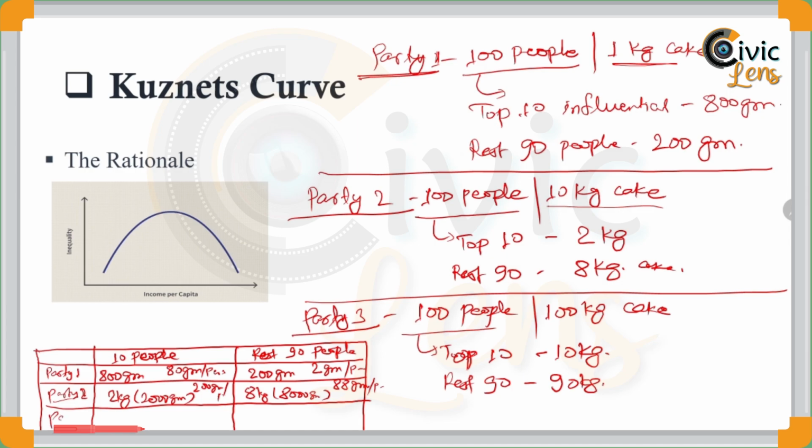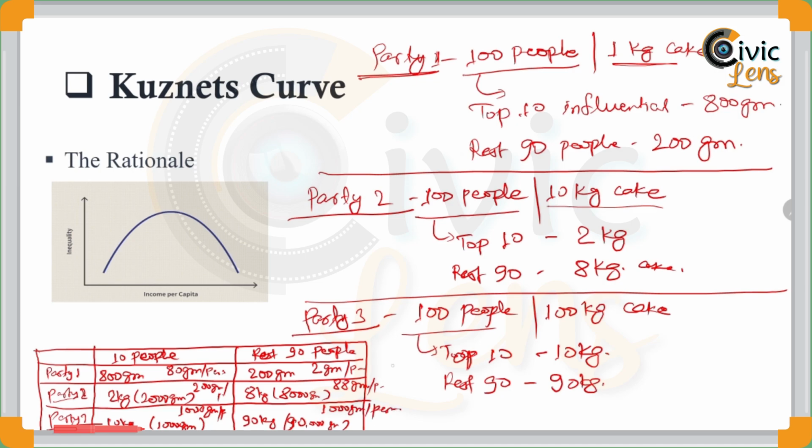And in case of party 3, these top 10 people are getting 10 kg of cake, that means 10,000 gram, right? So if you divide it by 10, it will be around 1000 gram per person, right? And the remaining 90 people are getting 90 kg of cake, that means 90,000 gram, and if you divide it by 90, that will be around 1000 gram per person, right?